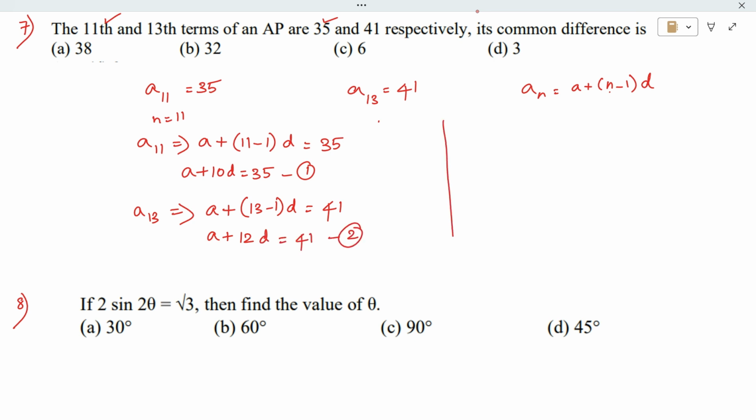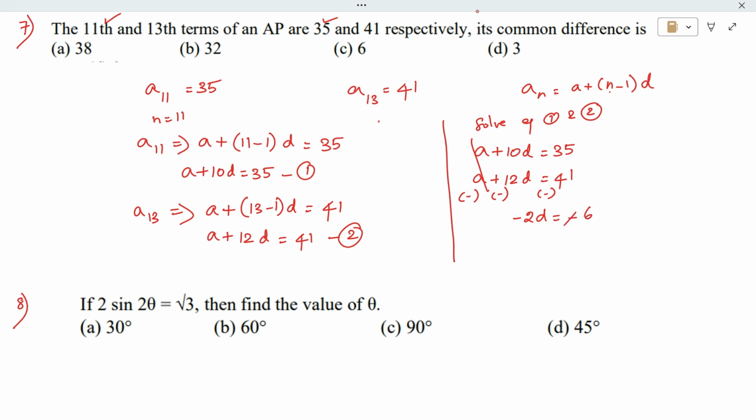Now I am going to solve equations 1 and 2 by the elimination method. Okay, so A plus 10d is equal to 35. A plus 12d is equal to 41. So now change sign to cancel A. So 10 minus 12d is equal to minus 2d. 35 minus 41 is going to be minus 6. So cancel minus and minus on both sides. So d is equal to 6 by 2. So d is equal to 3, which is option D.